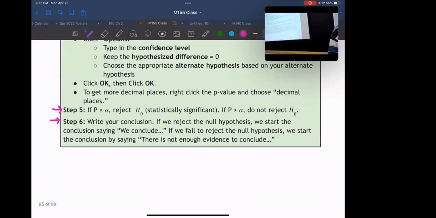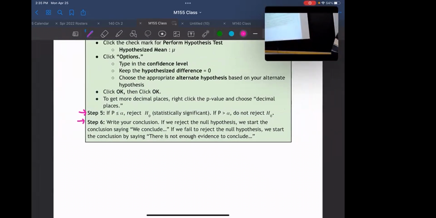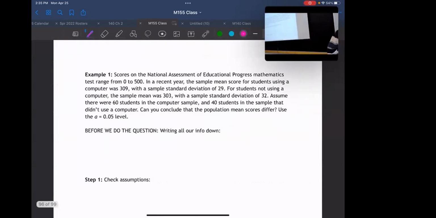And finally, we have to write our conclusion. The conclusion is literally the same, but our alternate hypothesis looks a little bit different. So we're either going to start with we conclude or not enough evidence to conclude, and we're always going to end with H1. I know H1 is going to look different, but we're still ending with the alternate hypothesis. If that doesn't make sense, we'll look at an example, and I think it'll clear things up. All right, let's go to an example.